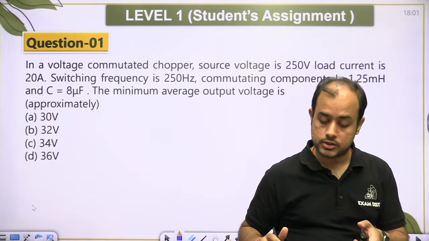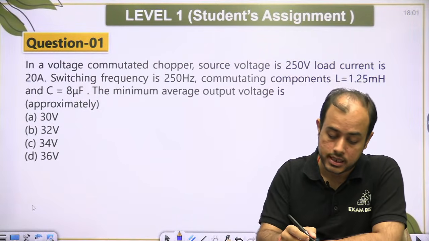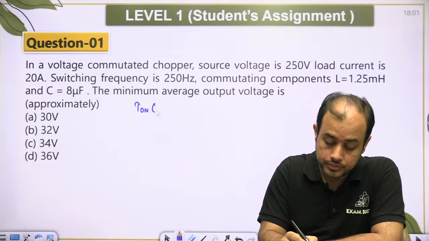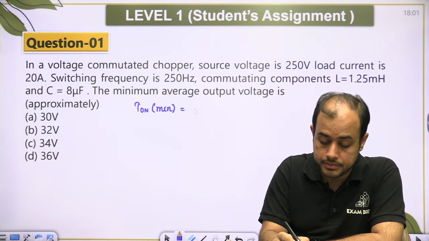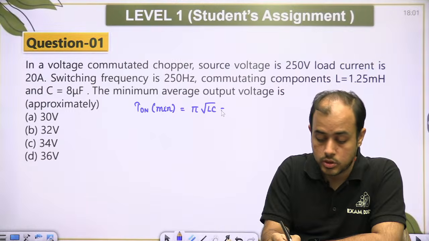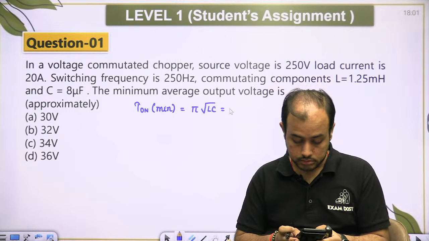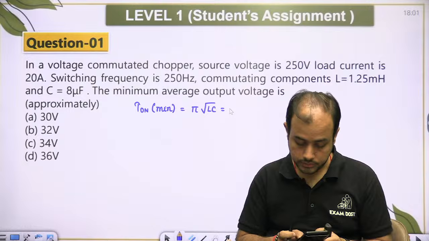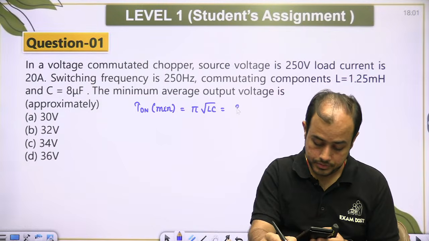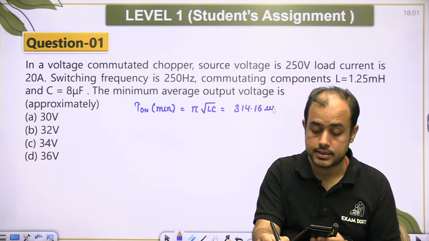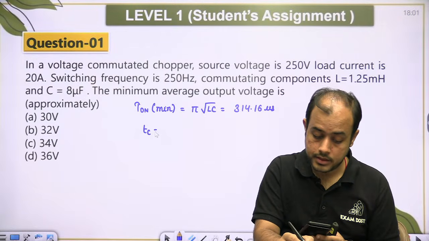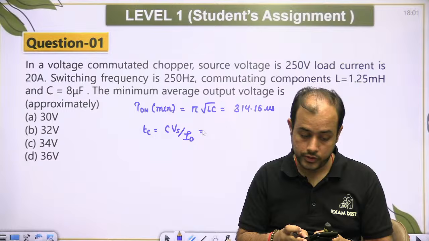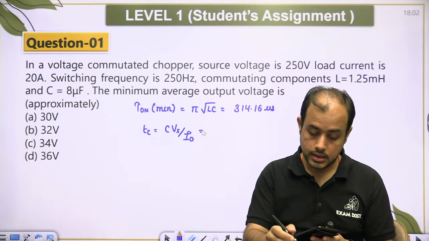Voltage commutated chopper, source voltage is given, load current commutating component, minimum average output voltage. T on minimum is pi root LC. 314.16 and TC is CVS by I naught, ठीक है, 8 into 250 by 20, 100.